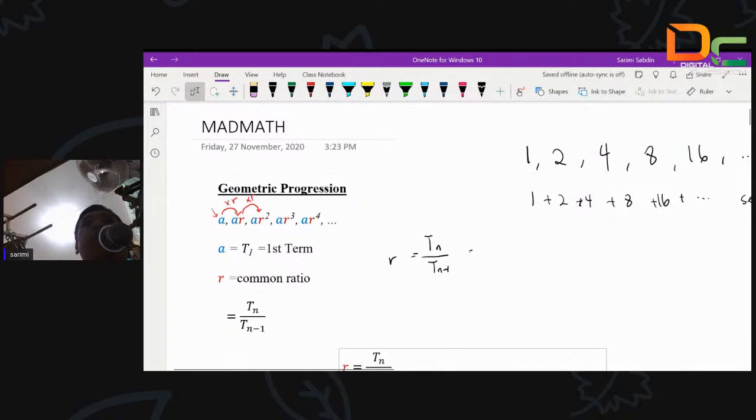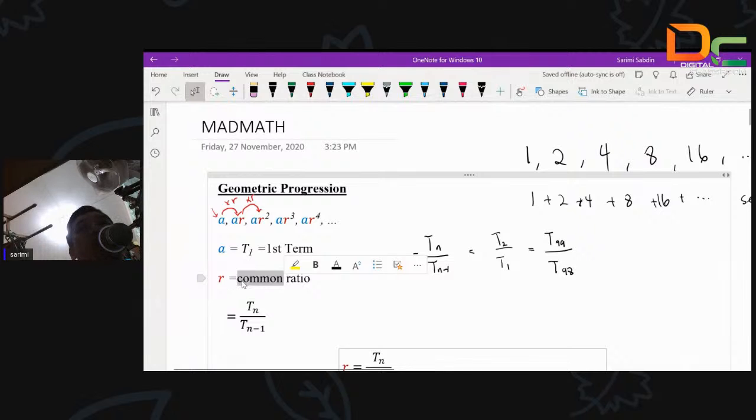That means we can choose either the popular one, T2 over T1, or maybe we can choose any other term. For example, we can take T99 divided by T98. As long as it is the term and the previous term. Because we take the ratio, and if we take the ratio for any term, the answer is always the same. That's why we call it common, which means shared.